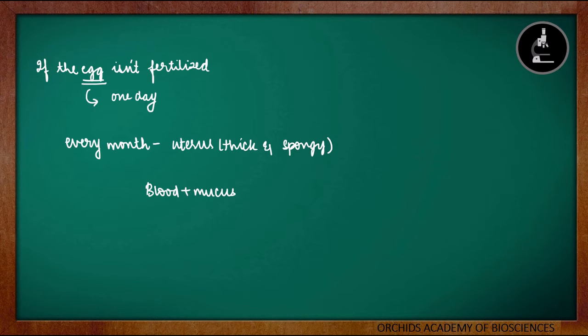So in menstruation what happens? The lining of the uterus, which is richly supplied with blood vessels, will all break down and come out through the vagina as blood and mucus. And this process is called menstruation. This cycle takes place roughly every month.